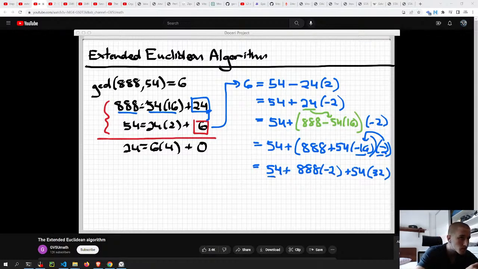Now I have a 54 over here as well, so in the end, I can write this as 54. How many 54s do I have? I have one here and 32 of them here, so that's 33 times 54, plus 888 times minus 2. And this is all equal to 6.